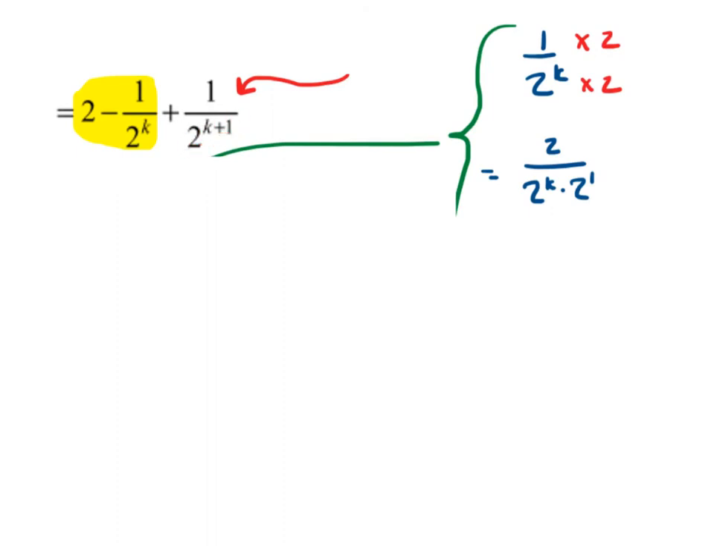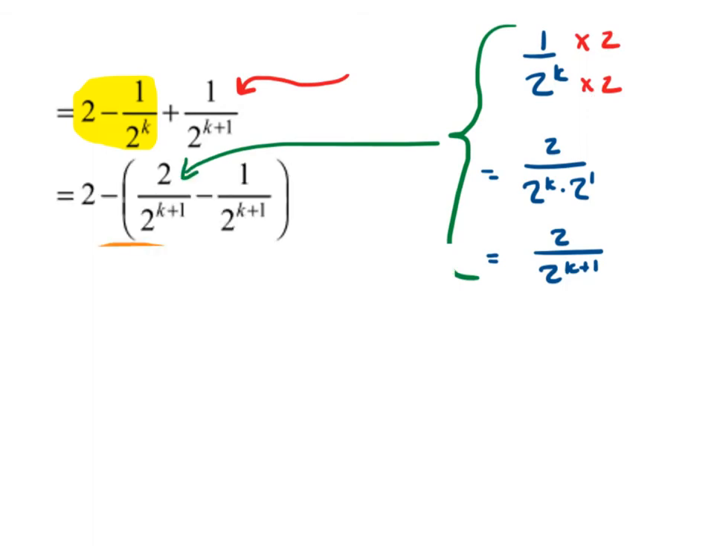So we're just going to write it as 2 to the power of k multiplied by 2 to the power 1. And then we're going to use our laws of indices that says multiplying powers with the same base, we add the powers. So this becomes 2 to the power of k plus 1. So now we have 2 to the power of k plus 1 on the bottom, which is what we wanted. And our numerator is now 2, because remember, what we do to the top, we do to the bottom. So we bring down the 2.